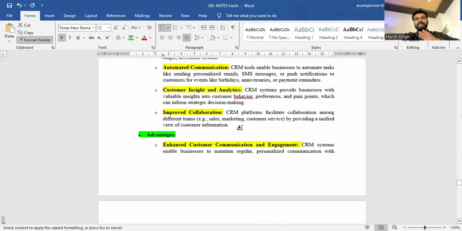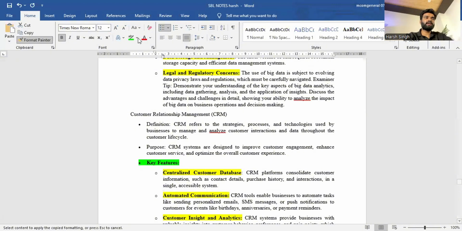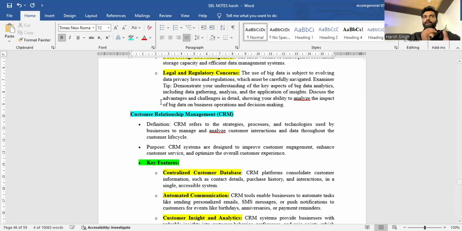The last thing you have to talk about here is customer relationship management, where you talk about how a company takes care of the customers. Talk about how, because you have a lot of data on them, you can come up with better strategies and better serve them. I hope this part is clear to all of you.